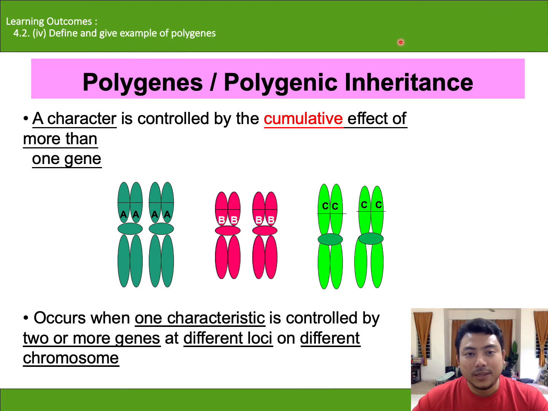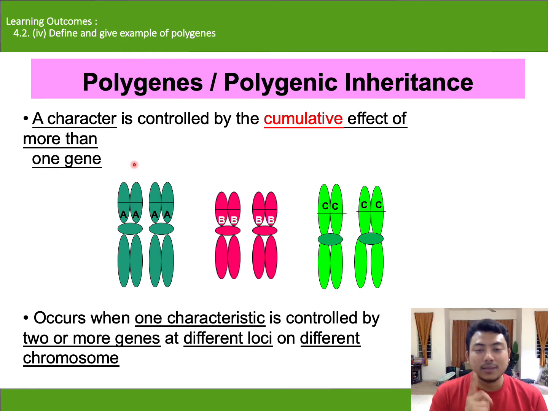Okay, the fourth one that we're going to discuss is polygenes, or polygenic inheritance. A character is controlled by the cumulative effect of more than one gene. Usually, to control one trait or characteristic, we only require one gene. For example, for the color of the seed or the color of the flower, you only require one gene. But in this case, many genes can determine one trait, hence the name polygene.